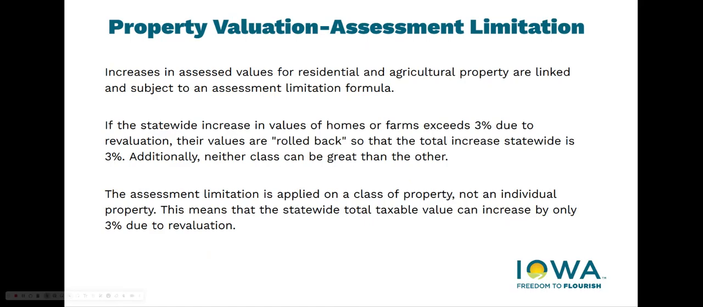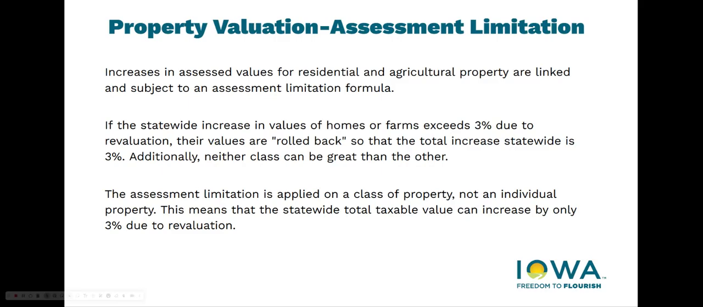And just to go back again to that assessment and the assessment limitation itself, the purpose of assessment limitation is to rein in and help manage the control of property tax growth due to simple revaluation or just the market generating the growth of that value as opposed to new construction or improvements to the value. For residential and agricultural property in particular, they are linked and subject to an assessment limitation formula. If the statewide increase in the value of homes or farmland exceeds 3% due to revaluation, their values are rolled back so that the total increase statewide is 3%. And neither class, residential and ag, can be greater than the other.